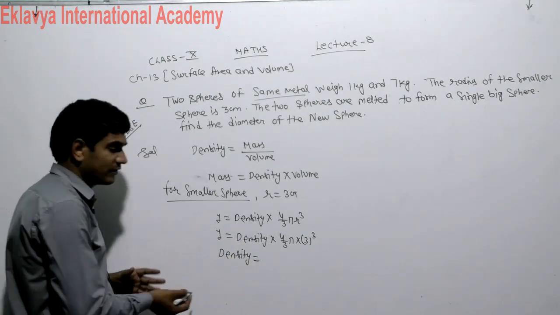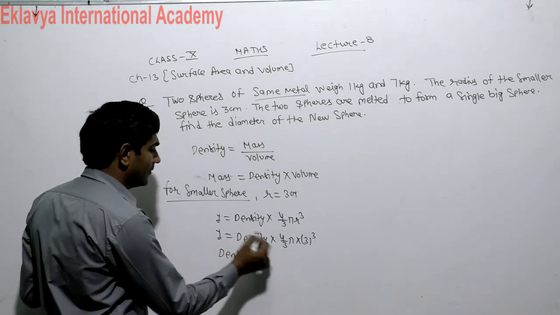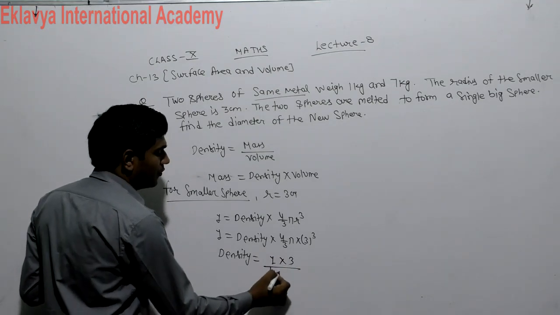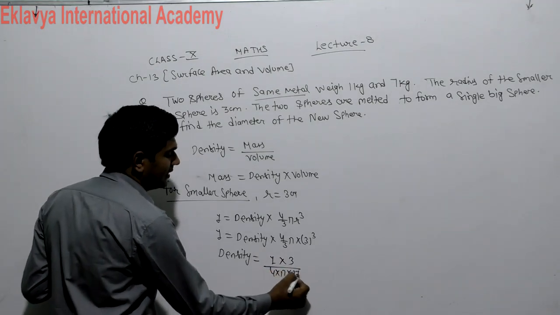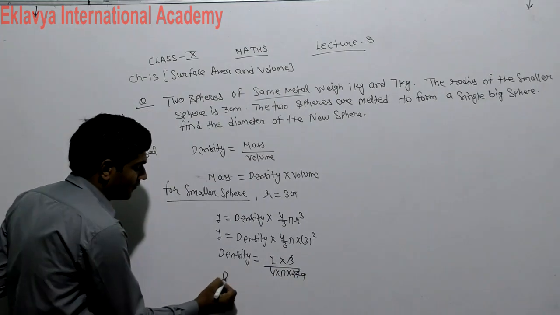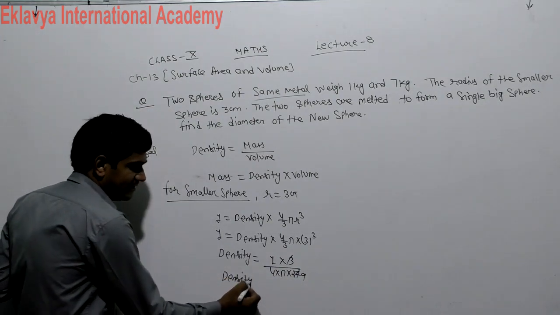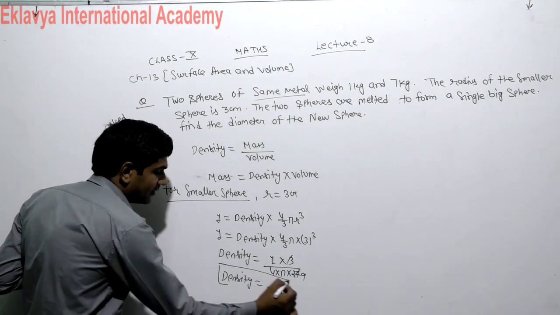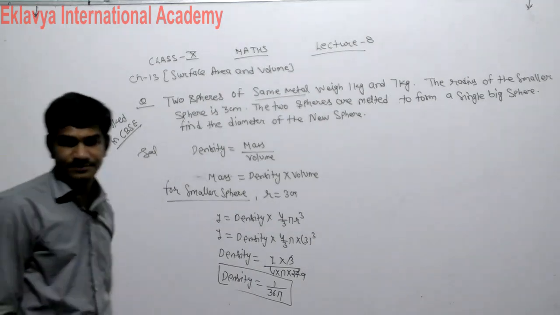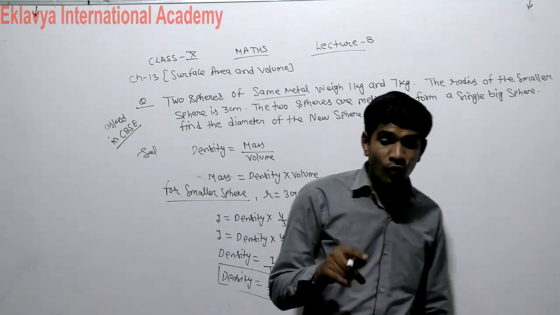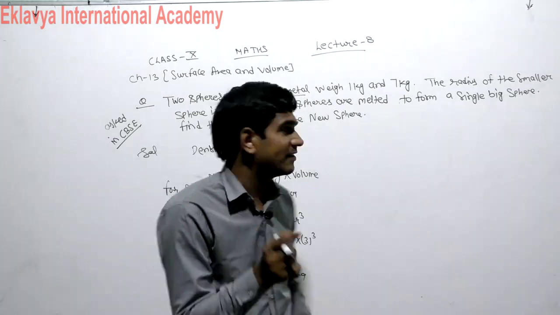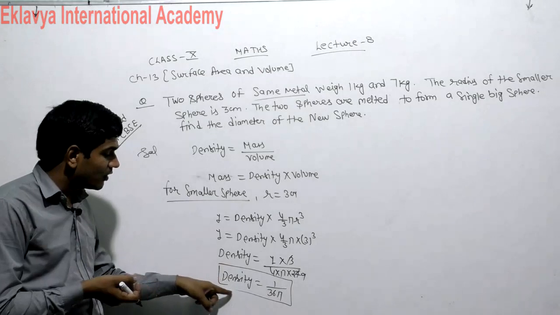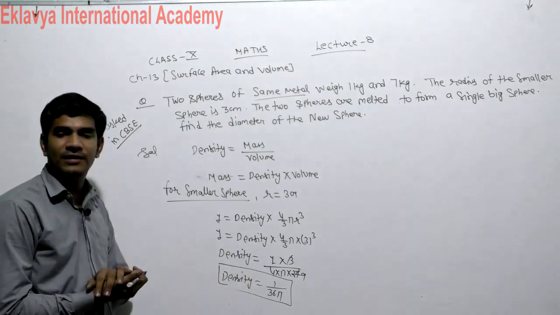So from here, what is the value of density? You can find out the value of density easily. That 3 will come here. Then simplify: 1 multiplied by 3 upon 4 multiplied by pi multiplied by 27, which gives 9. So from here, the density of that metal is 1 upon 36 pi. Now both spheres are made up of the same metal, so for the bigger sphere also, the density will be 1 upon 36 pi.